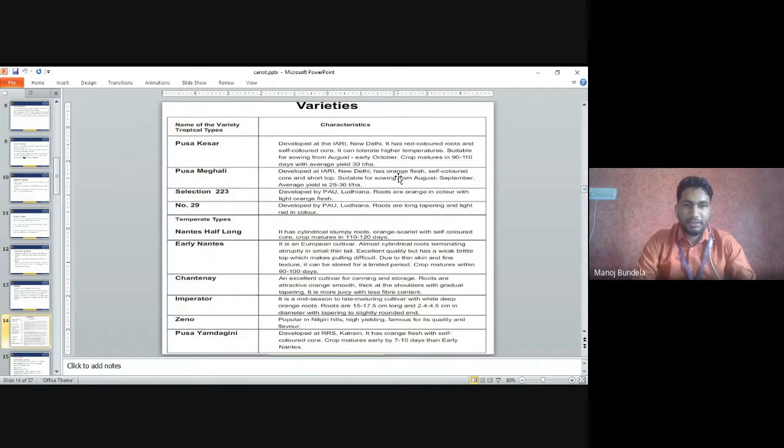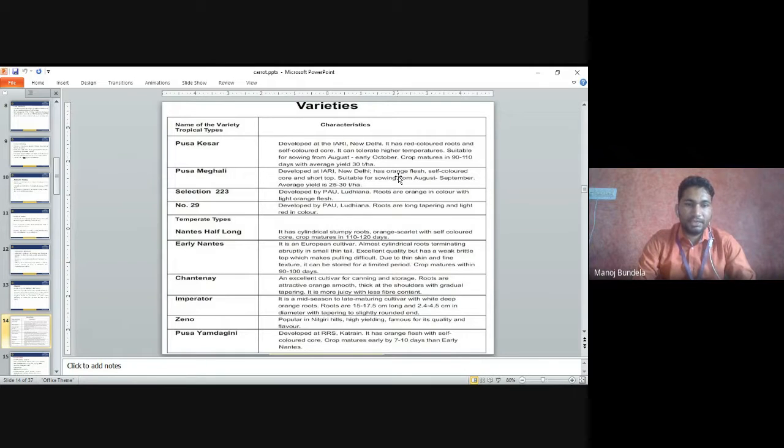Imperator: it is a mid-season to late maturing cultivar with deep orange roots. The roots are 15 to 17.5 centimeter long and 2.4 to 4.5 centimeter in diameter in Imperator. Geno is popular in Nilgiri Hills. Geno variety is mainly grown in Nilgiri Hills, high-yielding, famous for its quality and flavor.